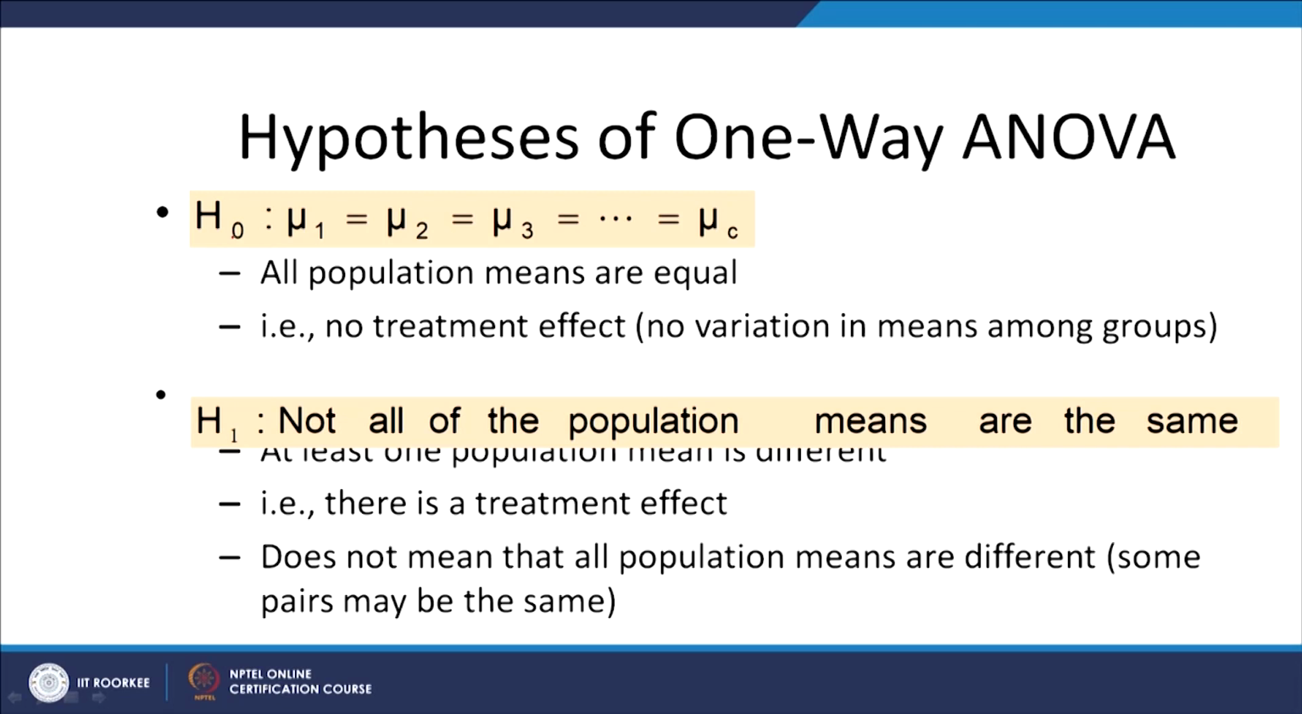Okay. So, the hypothesis of a one way ANOVA: the null hypothesis is that, let us say there are 4 levels, or infinite, then mu 1 is equal to mu 2 is equal to mu 3 and so on. So, there is no difference in the mean among the levels of the factor. All population means are equal, we are saying there is no difference. That is the null hypothesis, that is, no treatment effect.